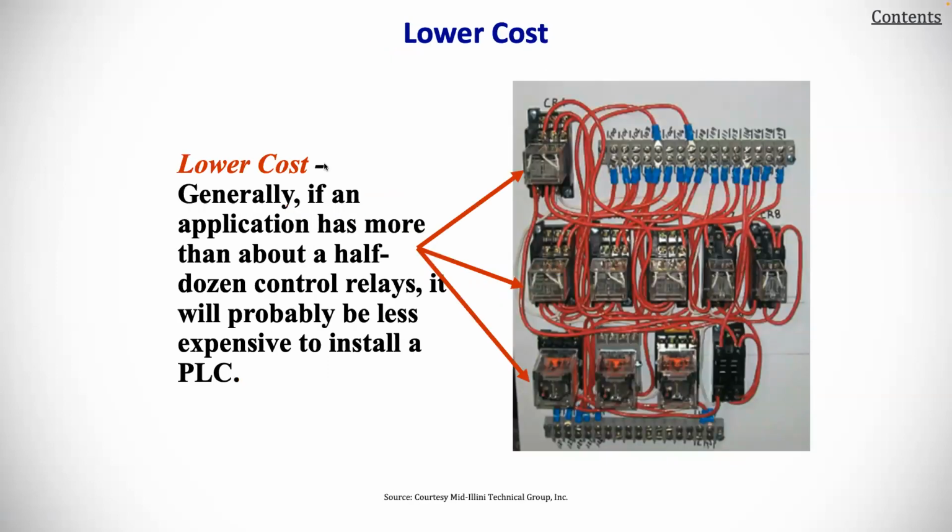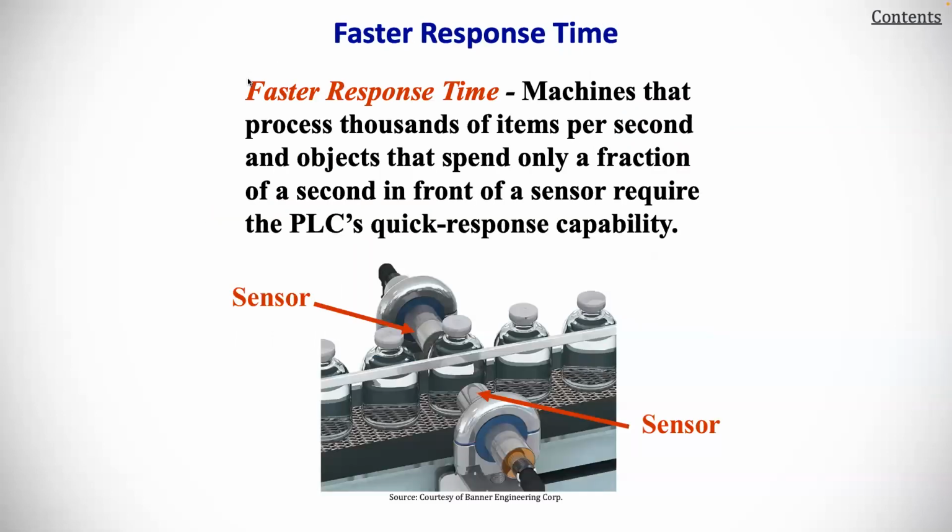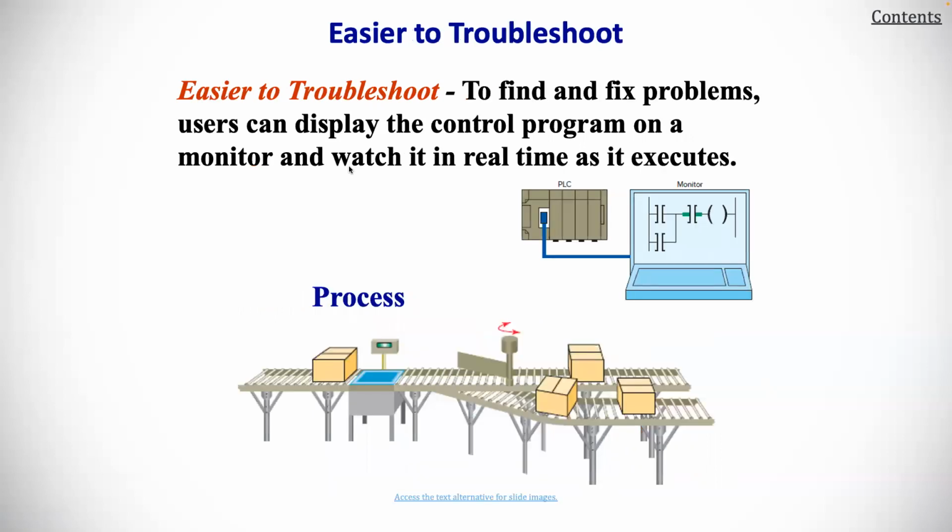Generally, if an application has more than about half a dozen control relays, it will probably be less expensive to install a PLC. In terms of communication capability, it can communicate with other PLCs or computers, so it can network, and that can be quite useful. It has faster response time. Machines that process thousands of items per second, and objects that spend only a fraction of a second in front of a sensor, require the PLC's quick response capability. So that's definitely a plus. It's easier to troubleshoot.